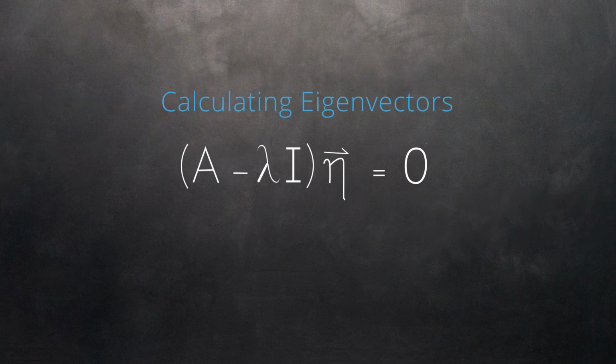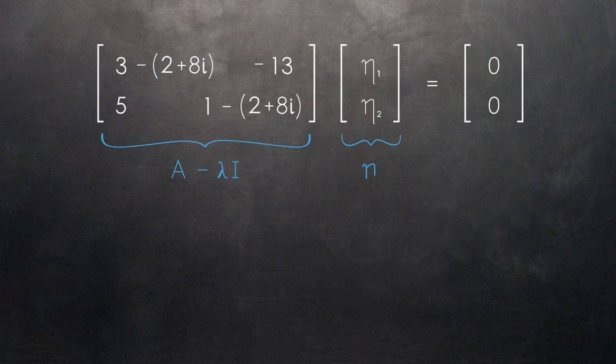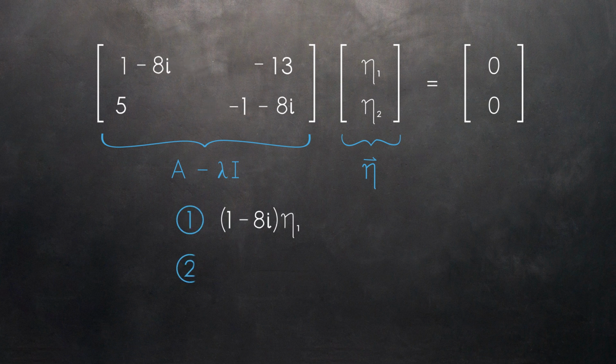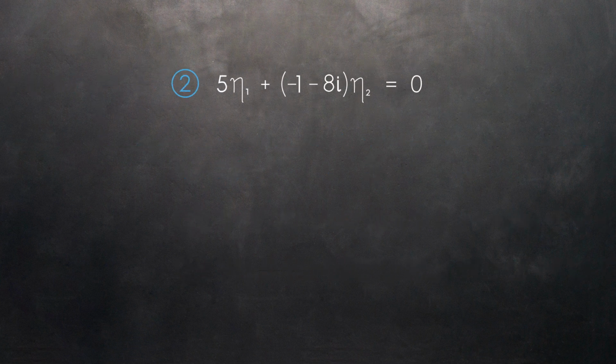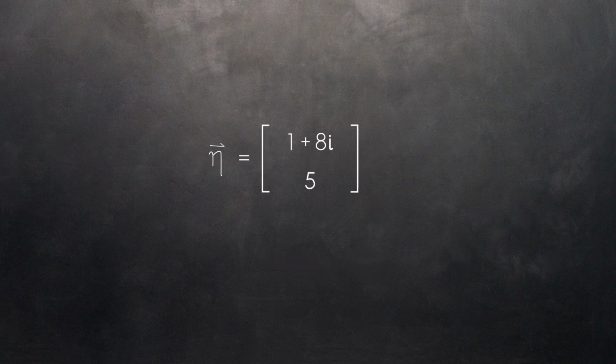Now we calculate the corresponding eigenvectors. We'll call 2 plus 8i lambda 1. Plugging lambda 1 into the matrix equation to solve for its eigenvector, we get the following system. Simplifying and solving for eta 1 and eta 2, we get the following two equations. If we take equation 2 and rearrange for eta 1, we can determine our eigenvector. Since we can choose anything for eta 2, we will let eta 2 be 5, so our eigenvector is free of fractions.